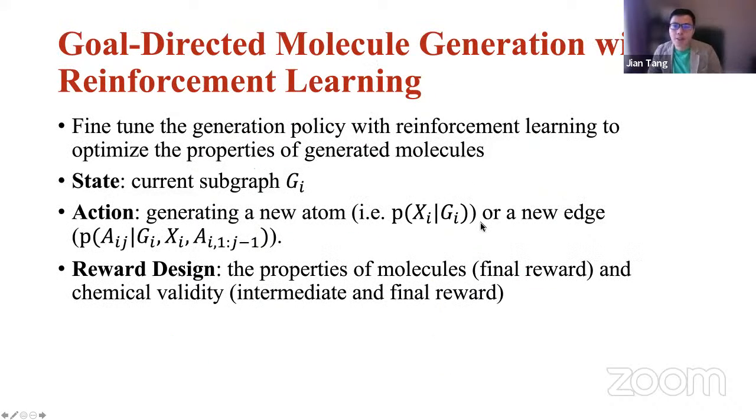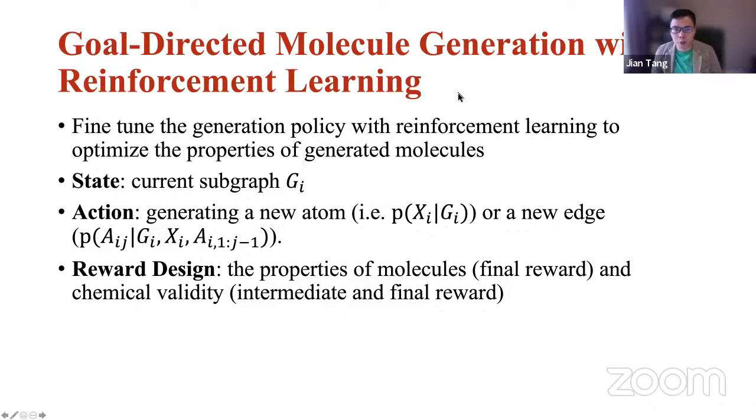And that's why in the second part, we try to develop an algorithm which is able to maximize the properties of the molecules generated by our algorithm. This task is called goal-directed molecule generation. We use reinforcement learning because this is essentially a search problem. What we did here is fine-tune the generation policy trained in the first stage with reinforcement learning, and we try to optimize the properties of the generated molecules.